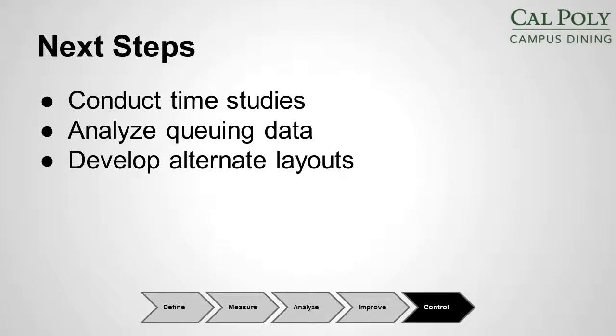In conclusion, the next steps for our group is to conduct time studies, analyze the queuing data, and develop alternate layouts. According to our Gantt chart, we are planning to complete these steps in the next 6 to 8 weeks. This will keep us on track for our final due date in June.